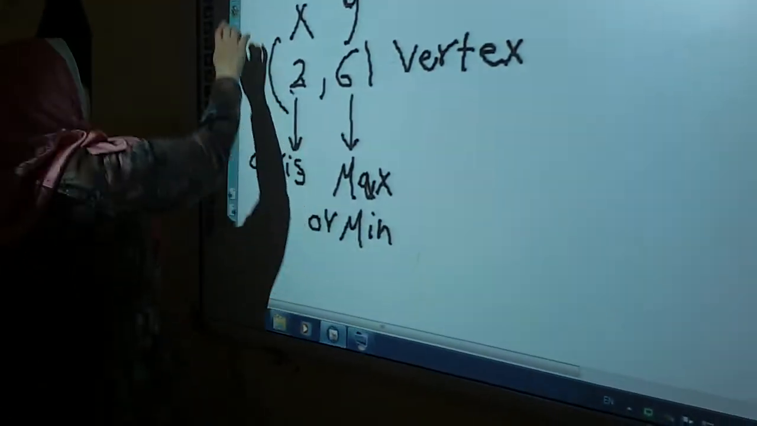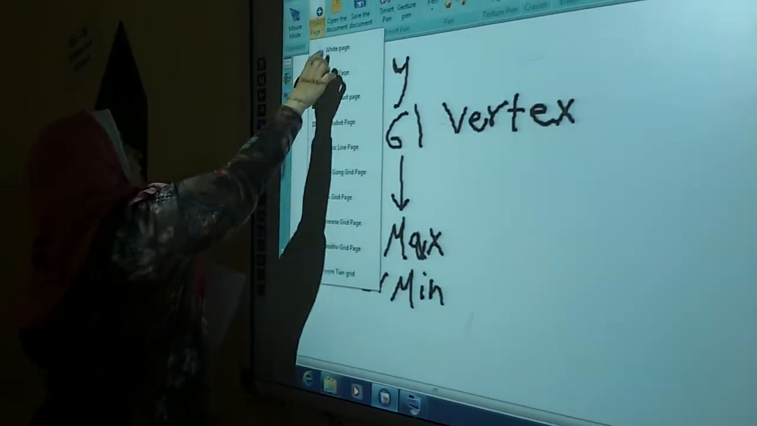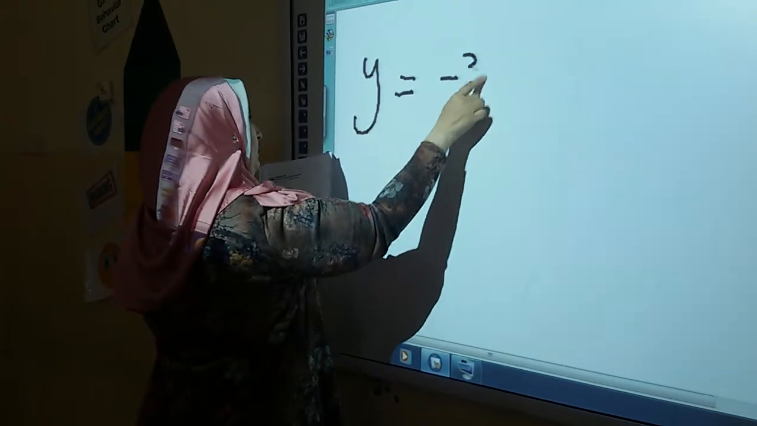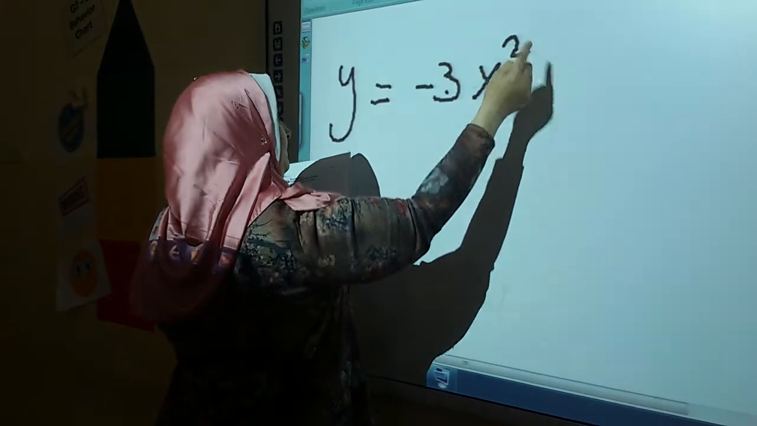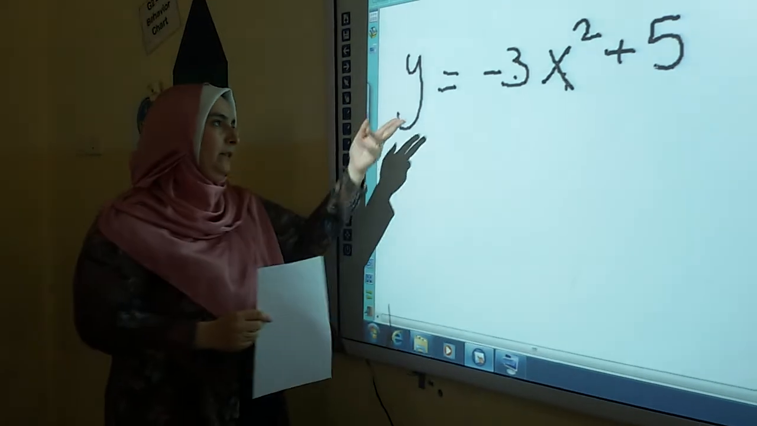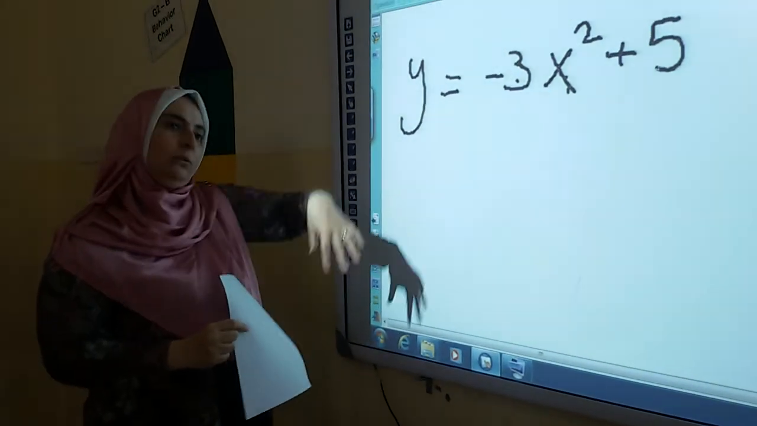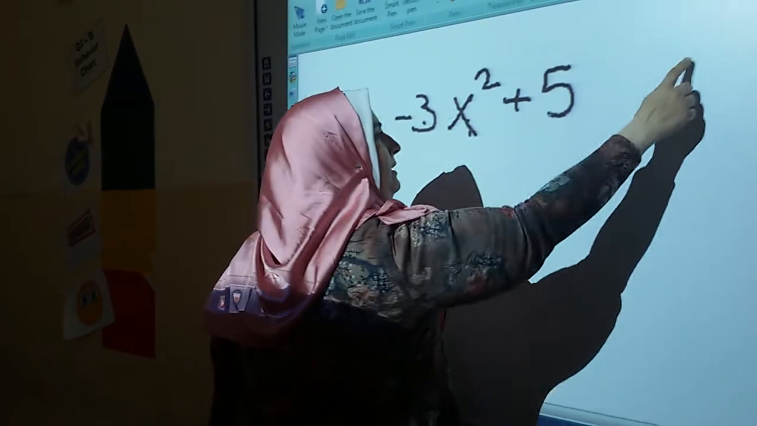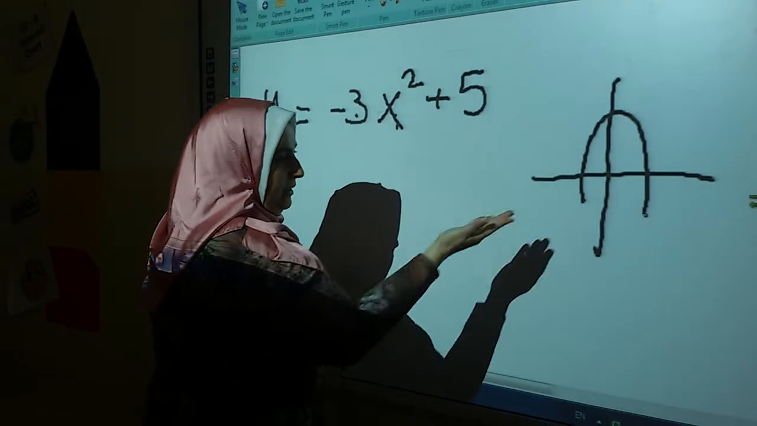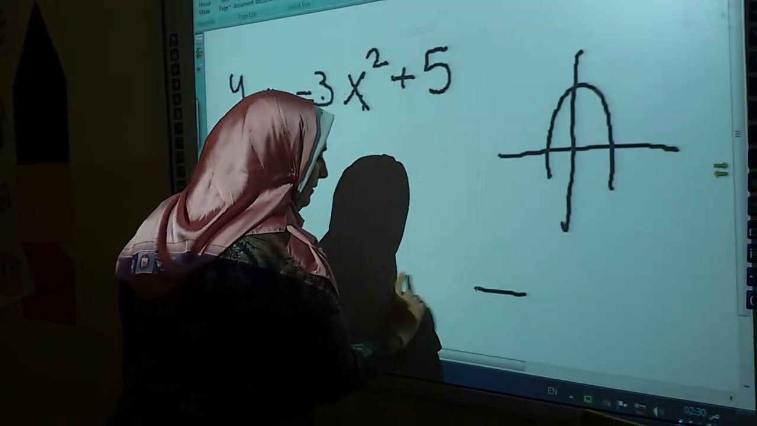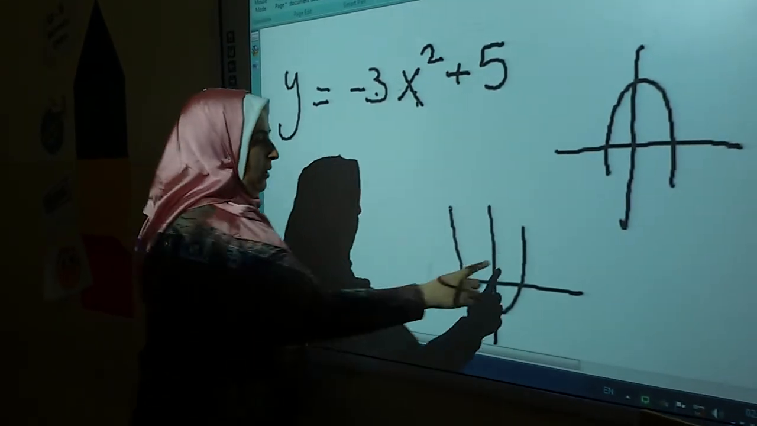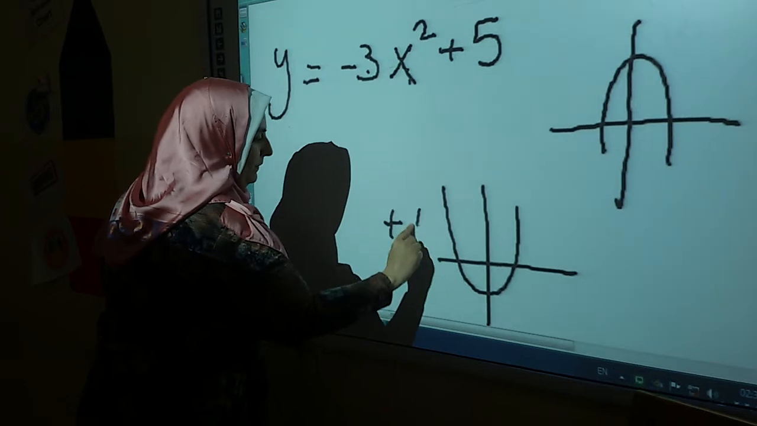If I have here y equals negative 3x squared plus 5, and it asks me if this equation opens downward or upward. For a quadratic function, it can be like this, which opens downward, or like this, which opens upward.